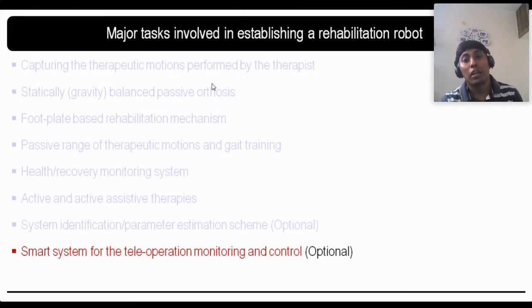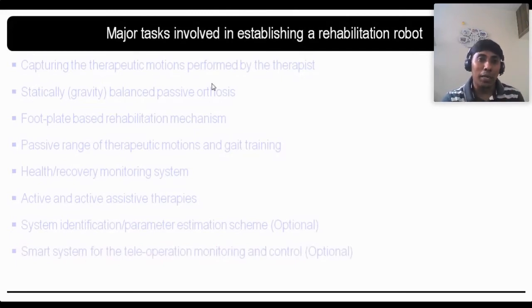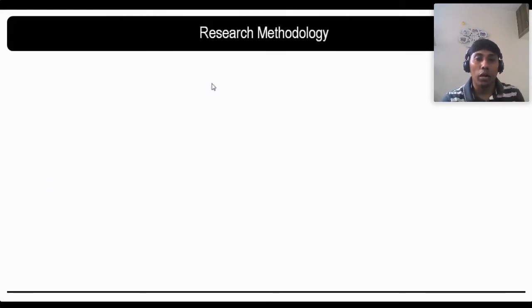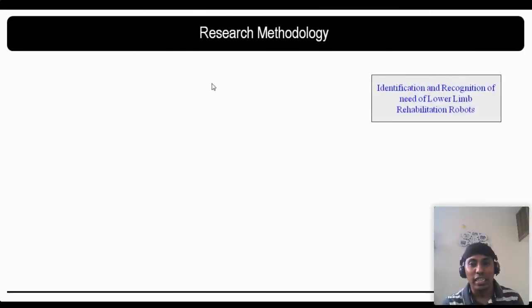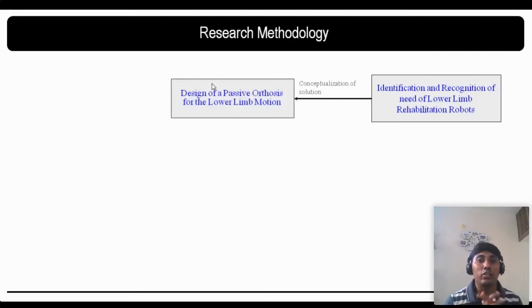But all these come as major tasks, and one can come up with a research methodology. This is what we exercise when we develop our own system. First we have to think about the recognition of the need. Definitely the need for lower limb rehabilitation is required. So we go to the next stage, where we conceptualize the solution. We come up with several configurations and see which is possible.